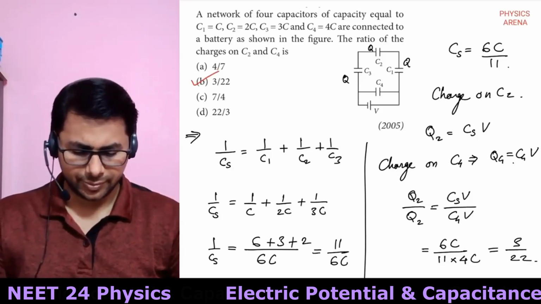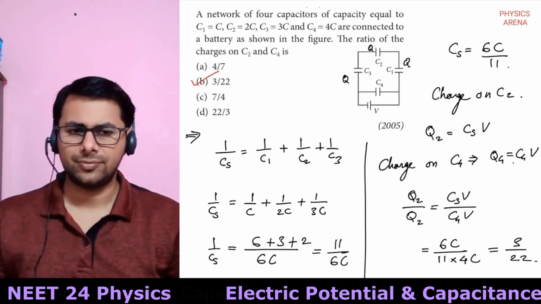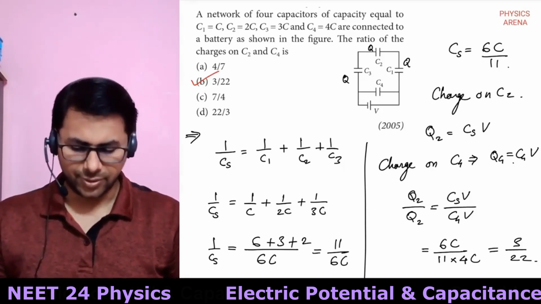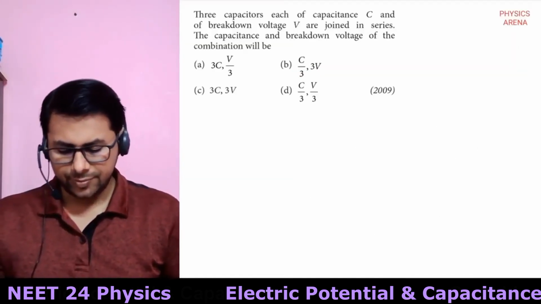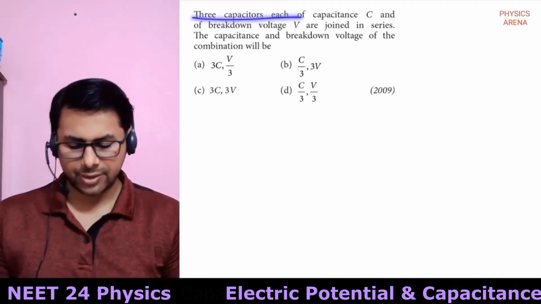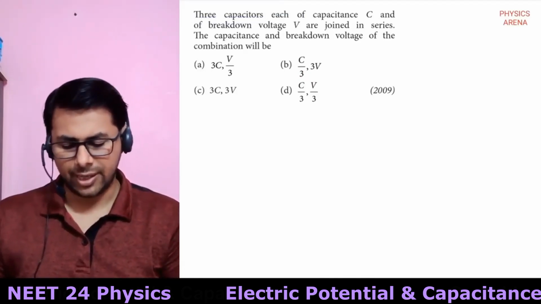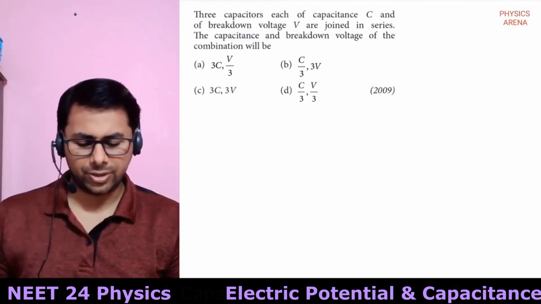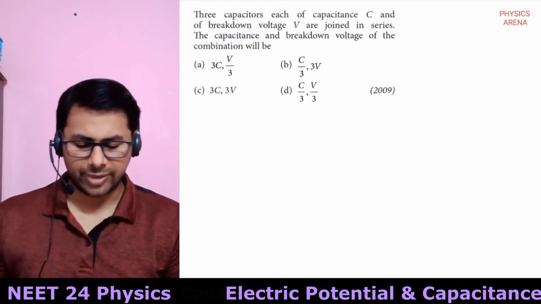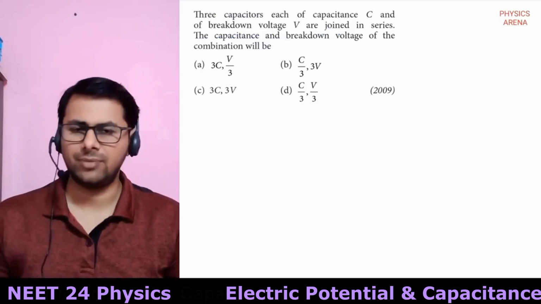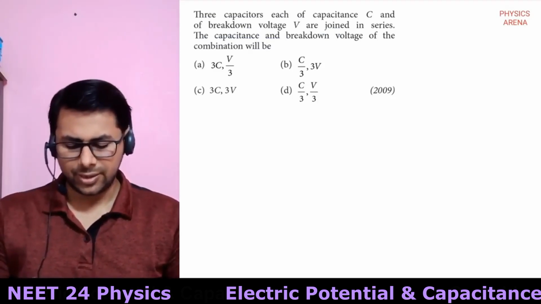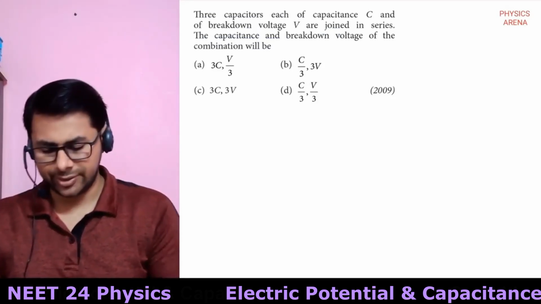Okay. This thing is clear. Good. Then, 3 capacitors, each of capacitance C and of breakdown voltage V, are joined in series. The capacitance and breakdown voltage of combination will be? Tell me. They are connected in series. What will be net capacitance?